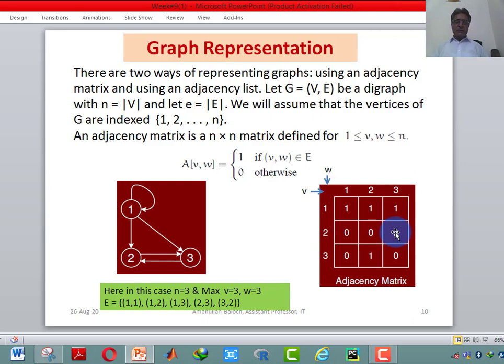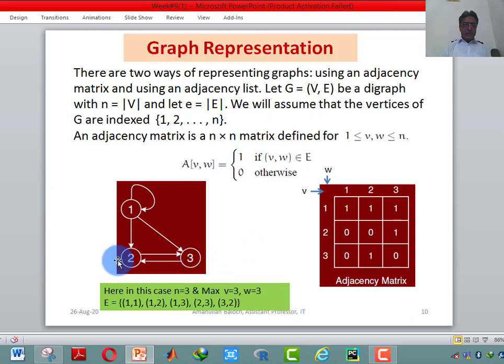If an edge exists, we will put 1. If an edge does not exist, then we will put 0. Here, 3 to 1: no edge exists. The direction is from 1 to 3. 3 to 1, there is no edge. So, 3 to 1 is 0.